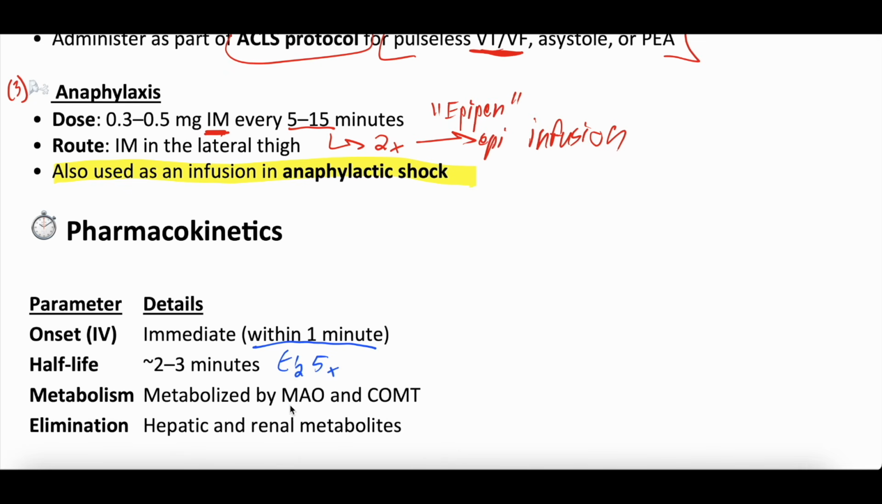It is metabolized by the MAO, monoamine oxidase, and COMT enzymes in the liver. So patients with really bad liver function sometimes aren't able to metabolize it as well. And then it's eliminated through the liver and the kidneys, but with inactive metabolites. Okay, so patients with really bad liver dysfunction, the half-life might be a little bit longer, but not by much, not nearly as much as something like vasopressin.